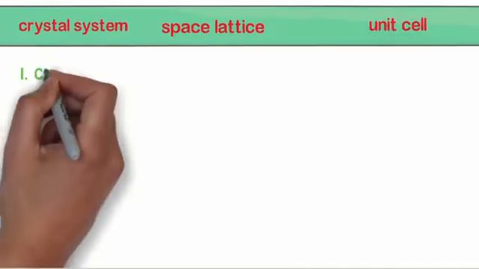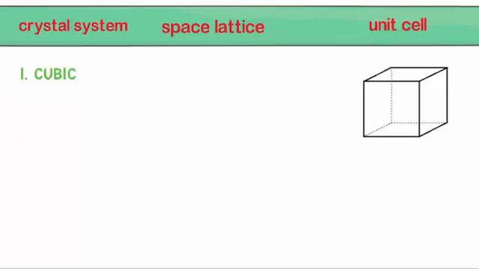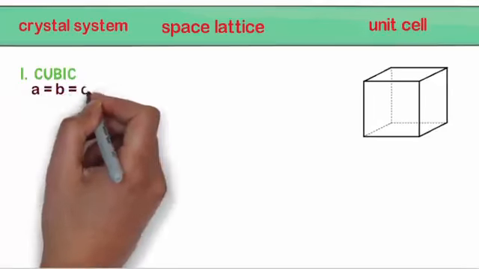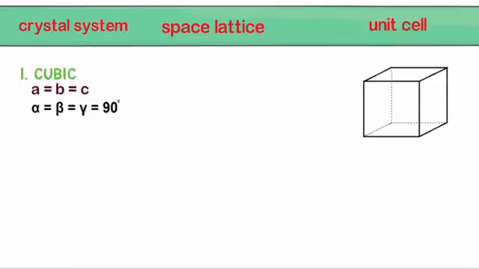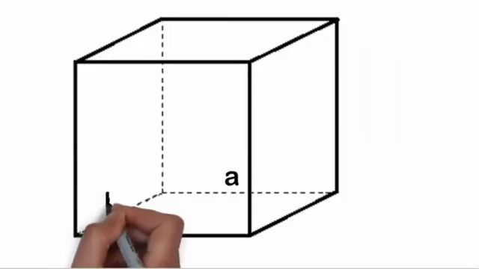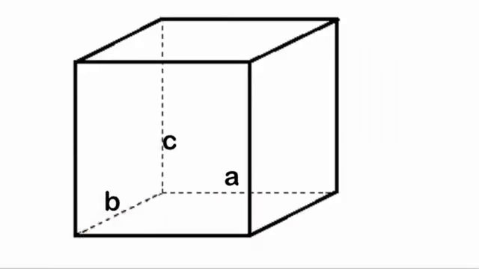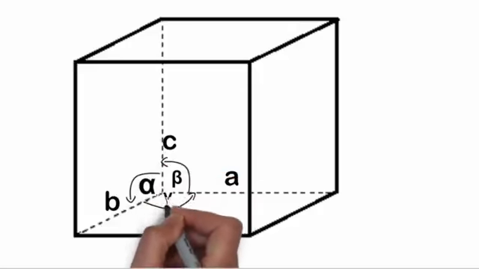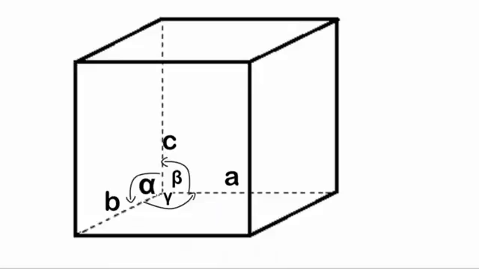The first one is called cubic crystal system. Here all the edges of unit cells are equal and angle between any two sides are equal to 90 degree. Here we are assuming A, B and C are the three different edges of unit cell, and alpha, beta and gamma are the angles between two edges. That is, alpha is angle between B and C, beta is angle between A and C, and gamma is the angle between A and B.